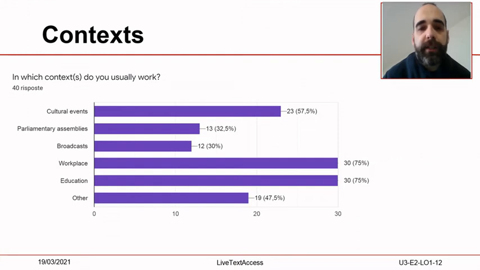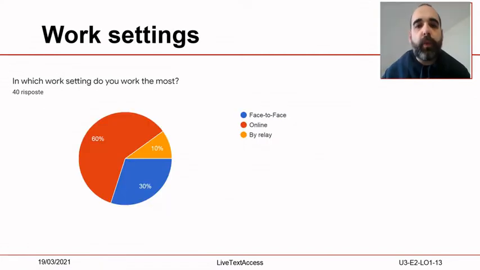Education, 30 answers, 75%. Other, 19 answers, 47.5%. Those who answered other specified the following context: court, police, psychological settings, healthcare, charitable sector, hotlines, phone calls. The last general question was, in which work setting do you work the most?